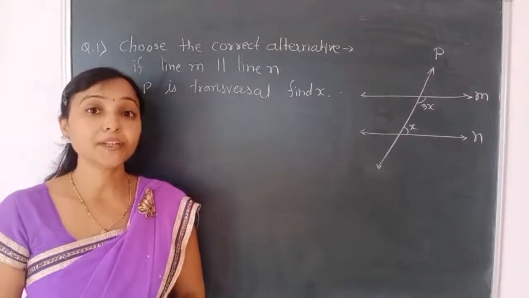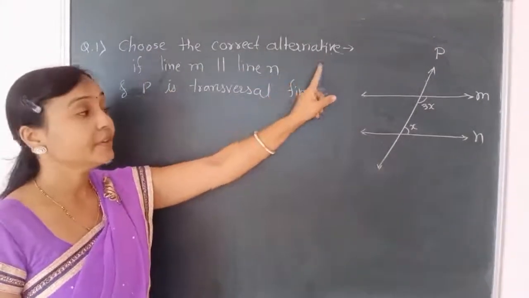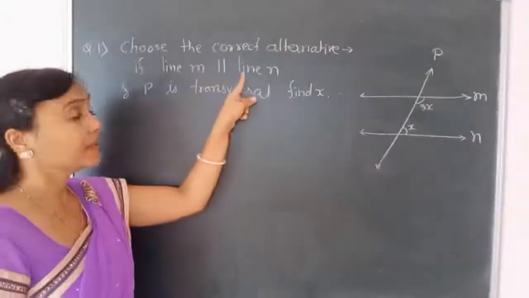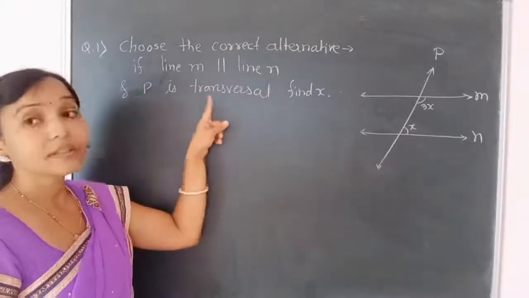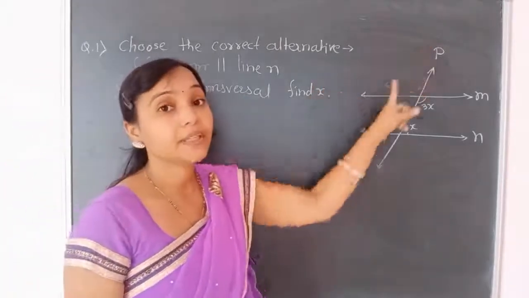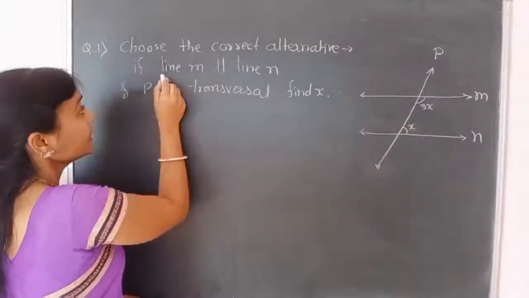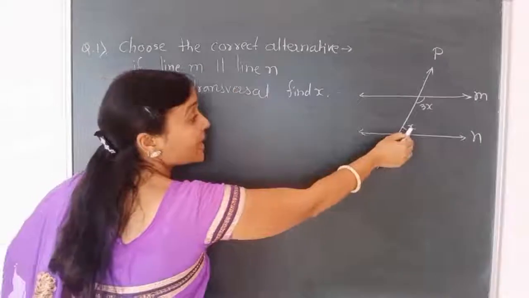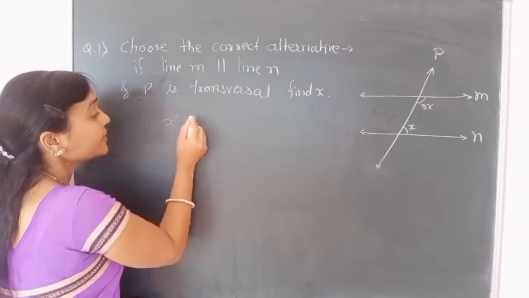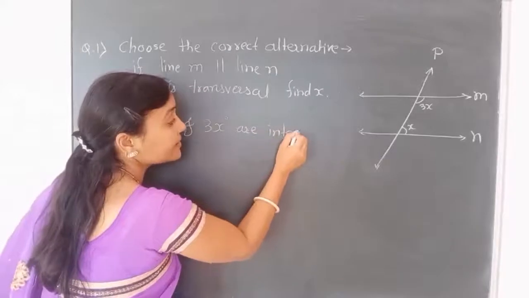Now we start practice set 2.2. This is our first example. Choose the correct alternative. They give us one figure and some information. Line m is parallel to line n and p is a transversal. Find x. These two lines are parallel and line p is a transversal. In that they give us angle x and angle 3x. If these lines are parallel, then these are the interior angles. Therefore, by the diagram we can write that x degree and 3x degree are interior angles.